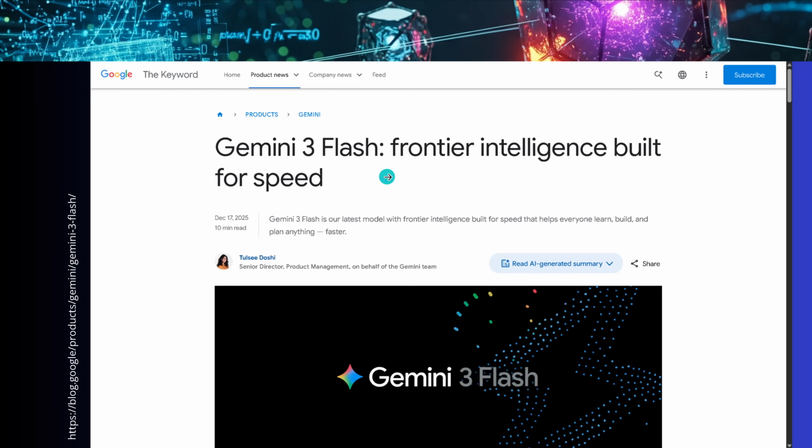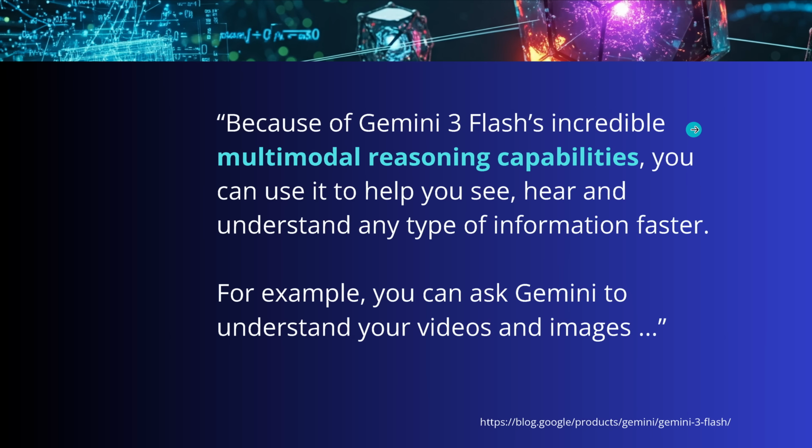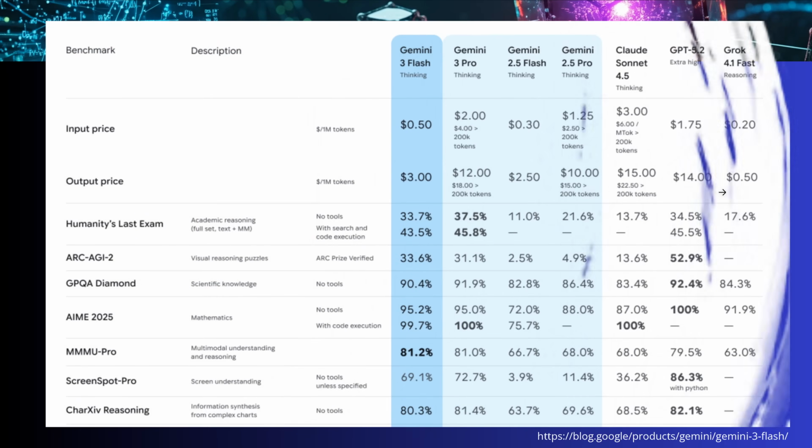We have a Gemini 3 Flash, a frontier intelligence model built for speed. And this is great, but you know what's even more interesting? We do have multimodal reasoning capabilities. So Flash will help you to see, hear, and understand any type of information faster. You can ask Gemini 3 Flash to understand your videos and images. And now it gets interesting, no?